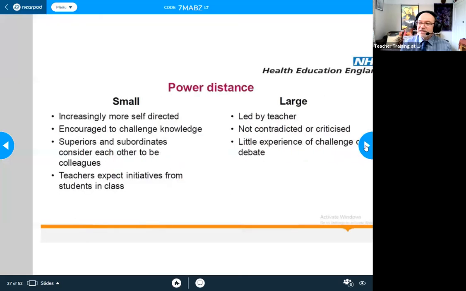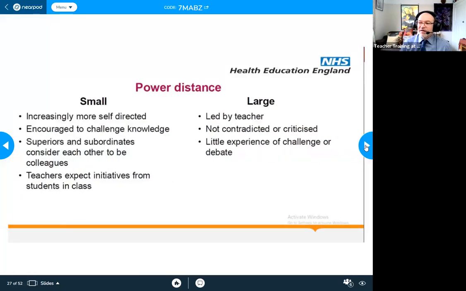So thinking about power distance, in terms of how that might affect things in the classroom, somebody from a country that had a large power distance, if they were a teacher, would predominantly deliver by teacher-led approaches. And students from a culture that has a large power distance would expect the teacher to lead the class. They would expect to have very little input or control on the lesson. They wouldn't contradict or criticize the teacher, because that would be against their culture.